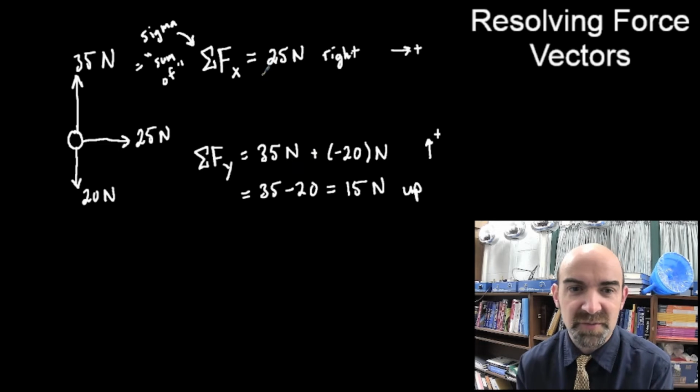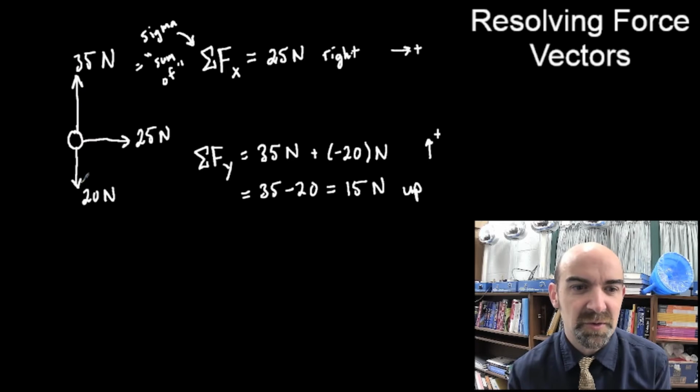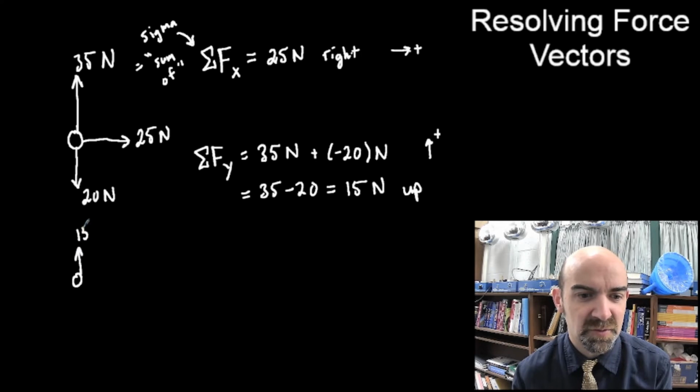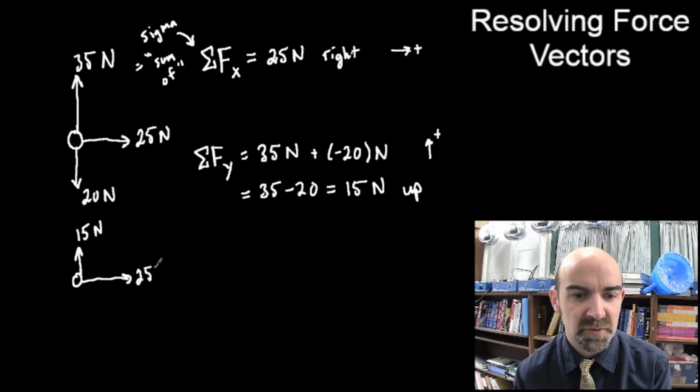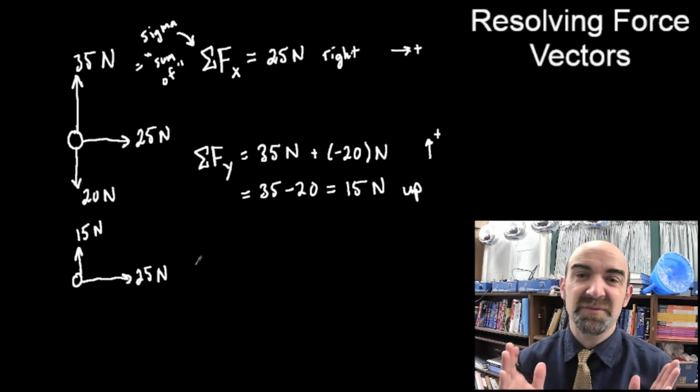And therefore, what I've done here is I've simplified this just a little bit. I've turned these two forces into one. And we now have a force diagram that looks more like this: 15 newtons up and 25 newtons to the right. All right, so that's how we simplified it. Now we're going to try to simplify it even more.